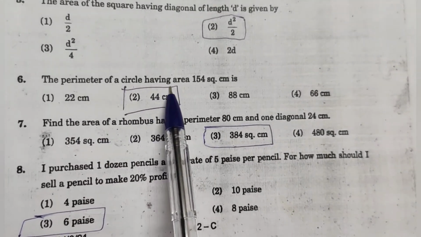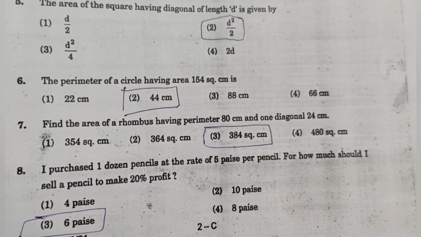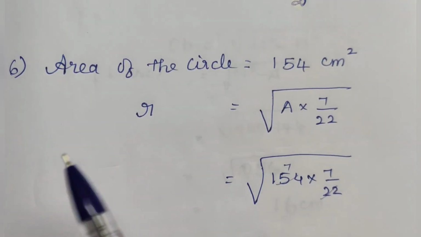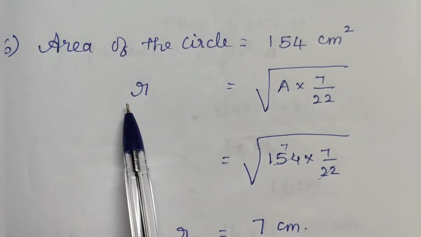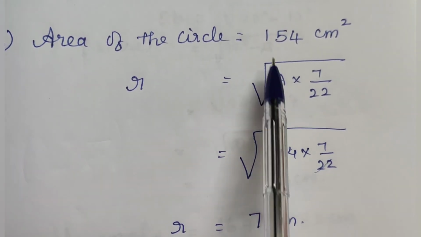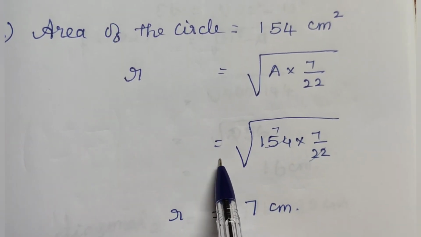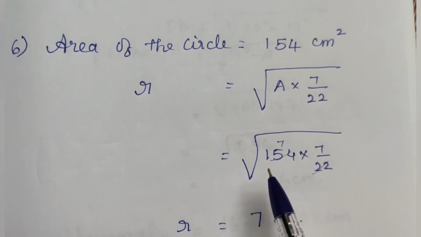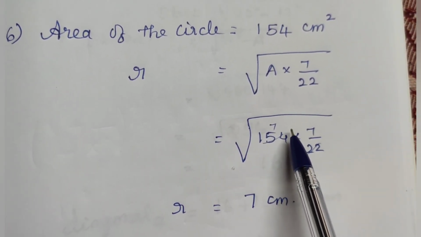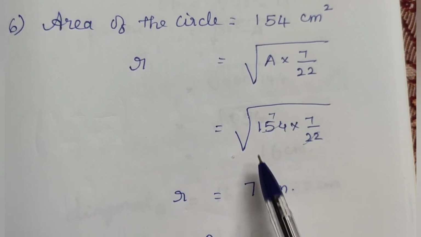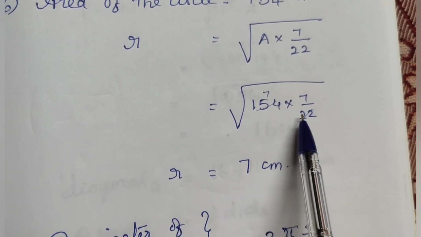The perimeter of a circle having area 154 square centimeter is dash. In the question it is given area of a circle is equal to 154 centimeter square. Radius is equal to square root of area into 7 by 22. That is square root of, we have the area 154 into 7 by 22. 22 goes in 154 7 times. Thus we get square root of 7 into 7. Radius is equal to 7 into 7.